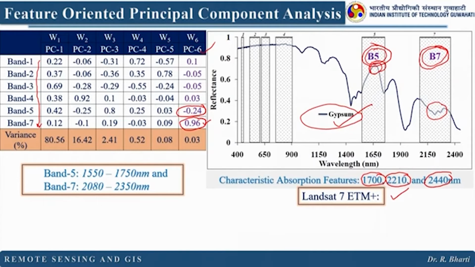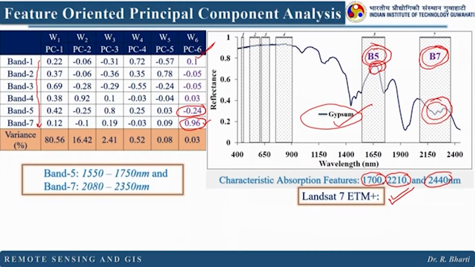So what will happen to your output if you have this principal component 6? Your target will be having high value, right, because the weightage is more. So basically we are bothered about this absorption feature and somehow we want to highlight this. So we have used here band 7 and band 5, and this Landsat ETM plus is freely available data. So one can easily download and use it in their application.